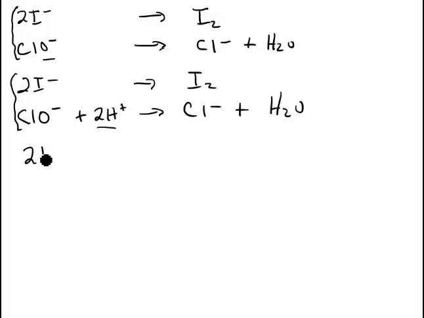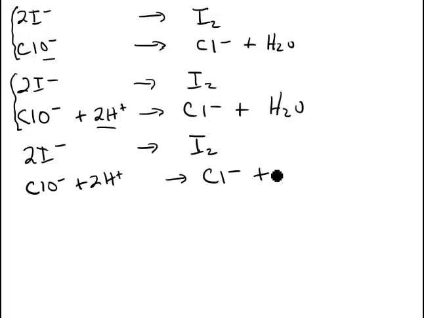Now we're at another step here. So we've got our 2I minus. We've got our I2 here. We've got ClO minus here. We've got plus 2H pluses. And we've got Cl minus plus H2O. And to neutralize these H pluses, we add OH minuses. And we have to add 2. Okay, so we need 2 there. So I'm going to put a 2 there.